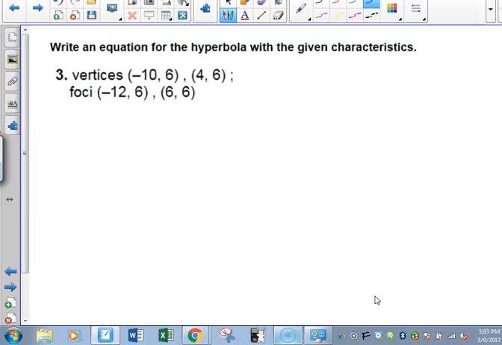All right, I'm going to do the same question, but this time I'm going to use a little bit more of a rote recipe from your sheet, okay? Because I know some of you like to just do it that way. This one is left 10 and up 6. And right 4 and up 6. So if those are the vertices, which way does this open? Right. Yes, it opens this way. Yes.